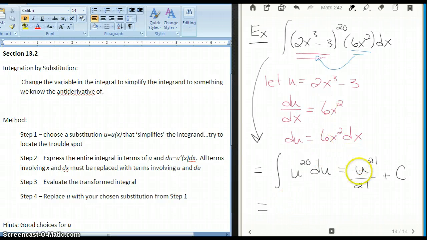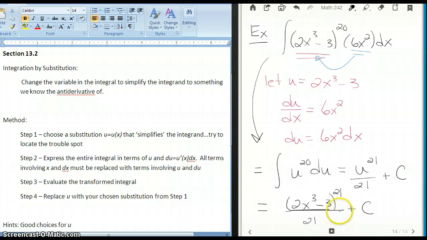Okay, so it says all of u to the 21st, so that means all of this 2x to the third minus 3 raised to the 21st power. So I need parentheses, right? So (2x to the third minus 3) to the 21st, and then on the outside, over 21 plus c. Okay, and now that's considered complete.